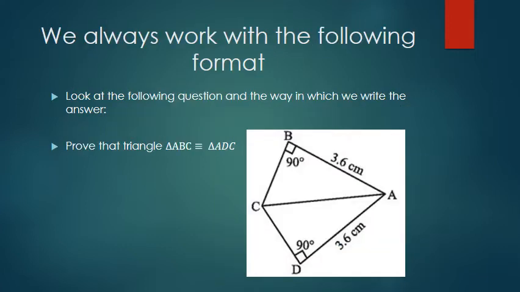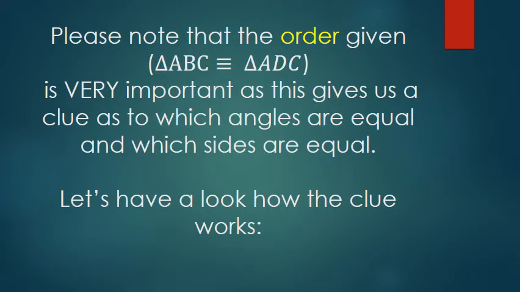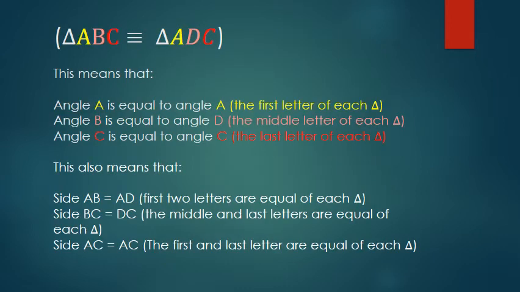We always work with the following format, the same as with similarity. The order of the write-up is very, very important. So they say to you, prove that triangle ABC is congruent to triangle ADC. Note that it says prove, so it means that they actually already are, you just need to prove it. Like I said, the order of the write-up is very important. So if you need to prove that triangle ABC is congruent to triangle ADC, what does that mean?